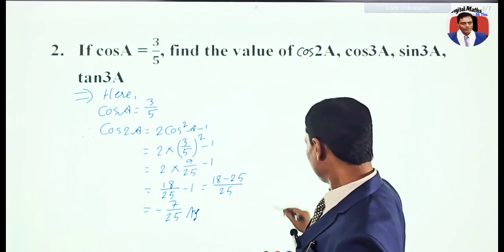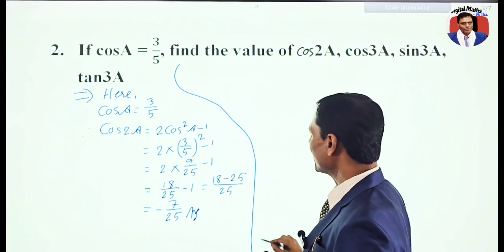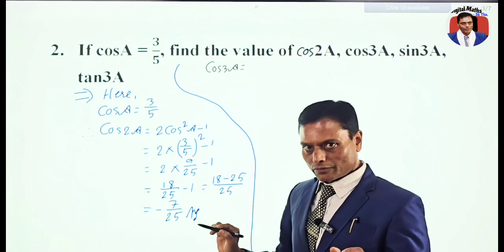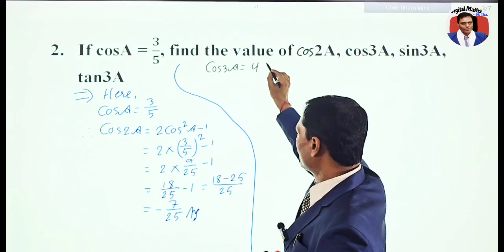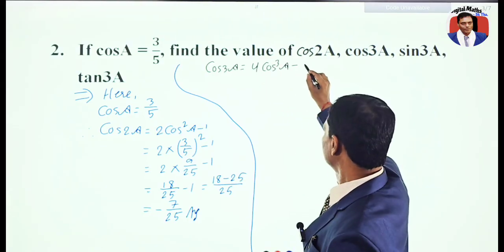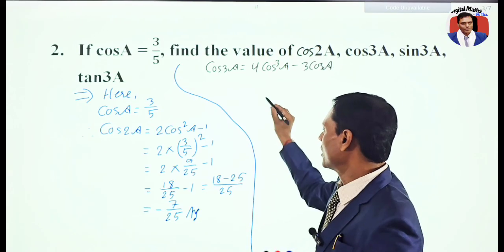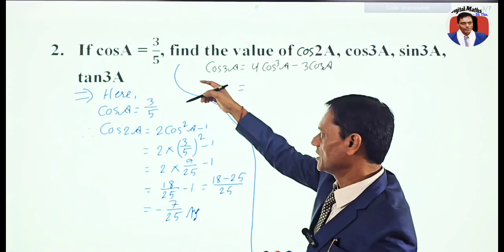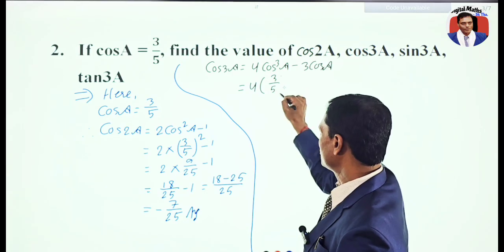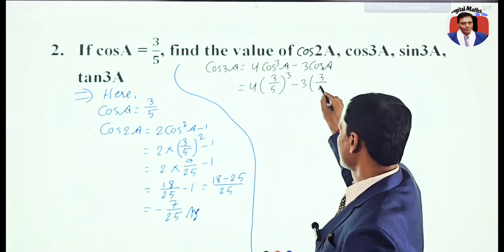Likewise, how to get the value of cos 3a? To get the value of cos 3a here, have a look. The formula of cos 3a is 4 cos cube a minus 3 cos a. Isn't that the formula of cos 3a, right? Now we are going to put the value of cos a, that's 3 by 5, so we can write here 4 into 3 by 5 to the power 3 minus 3 into 3 by 5, right?